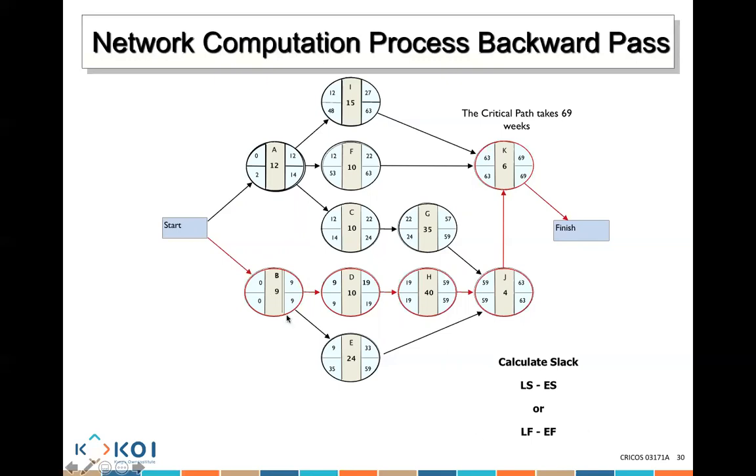So let's look here. Latest start is 0, minus early start, 0. That's 0. So latest start minus early start gives me 0 minus 0, which is 0. 35 minus 9 is going to give me something else. 9 minus 9 gives me 0. 19 minus 19 gives me 0. 59 minus 59 gives me 0. And 63 minus 63 gives me 0.